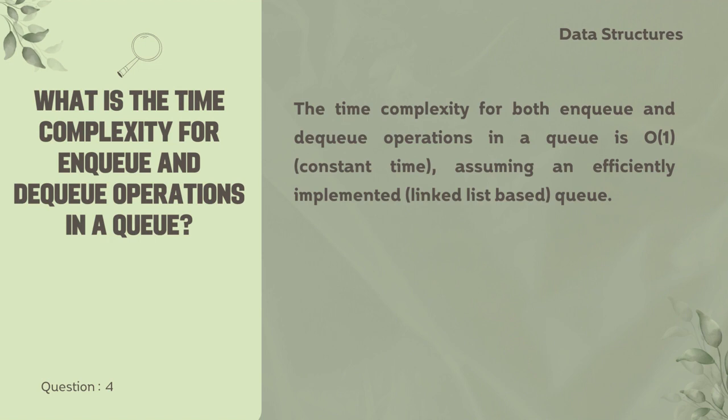On the other hand, for a linked list based queue, both enqueue and dequeue operations have a time complexity of O(1), making linked list implementations more suitable for scenarios where frequent enqueue and dequeue operations are performed.